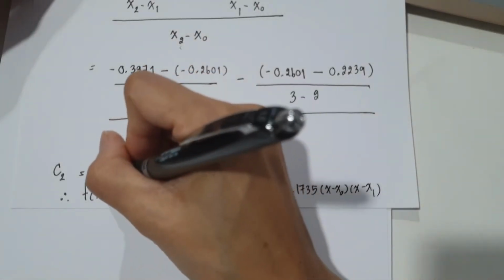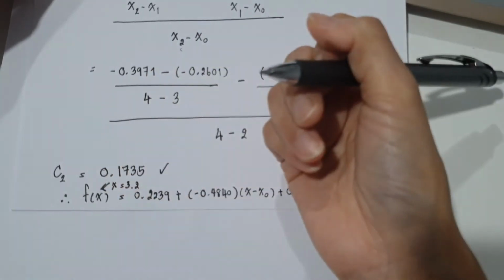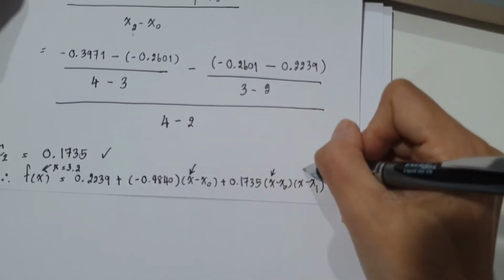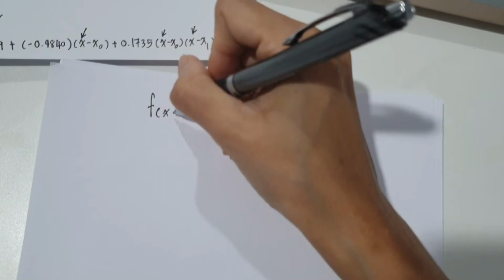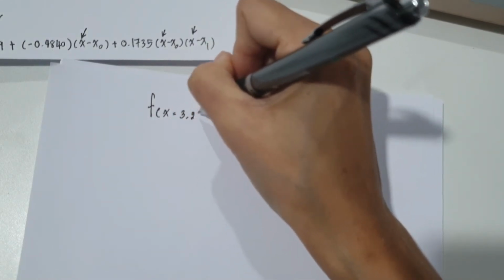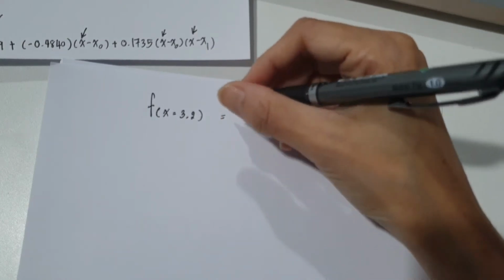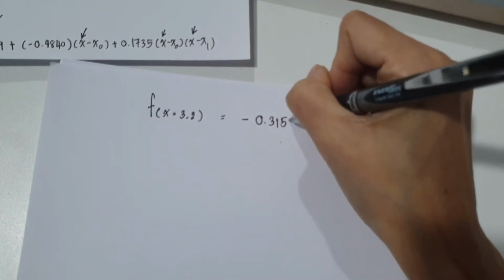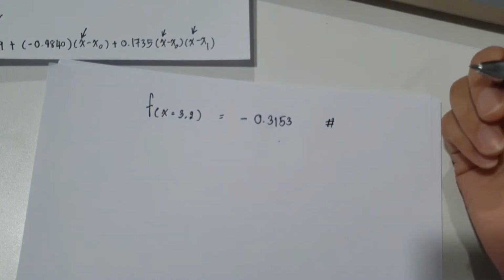Now, if you want to know what f(x) is at x equal to 3.2, you just substitute x equal to 3.2 into this position, and then you calculate. So the result at f(x), which is equal to 3.2, what you get is f(x) would equal to minus 0.3153. And that's all for the quadratic interpolation.